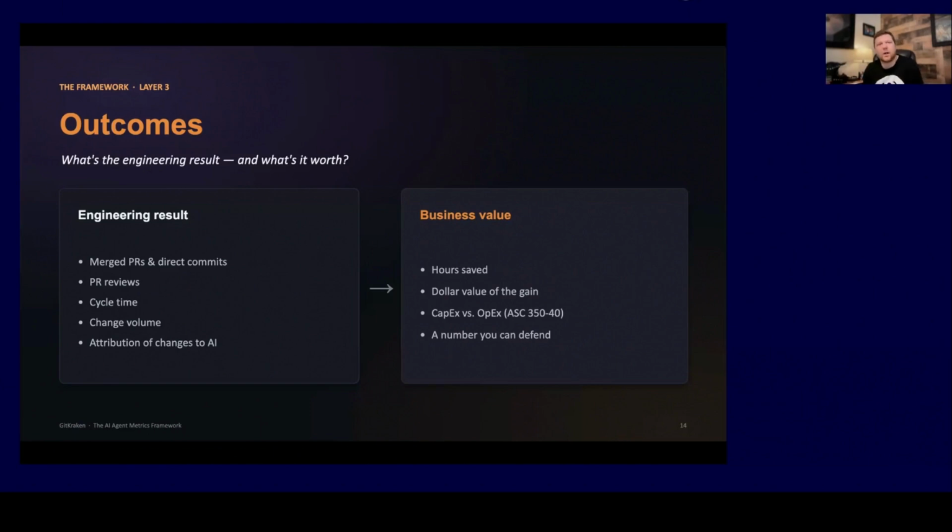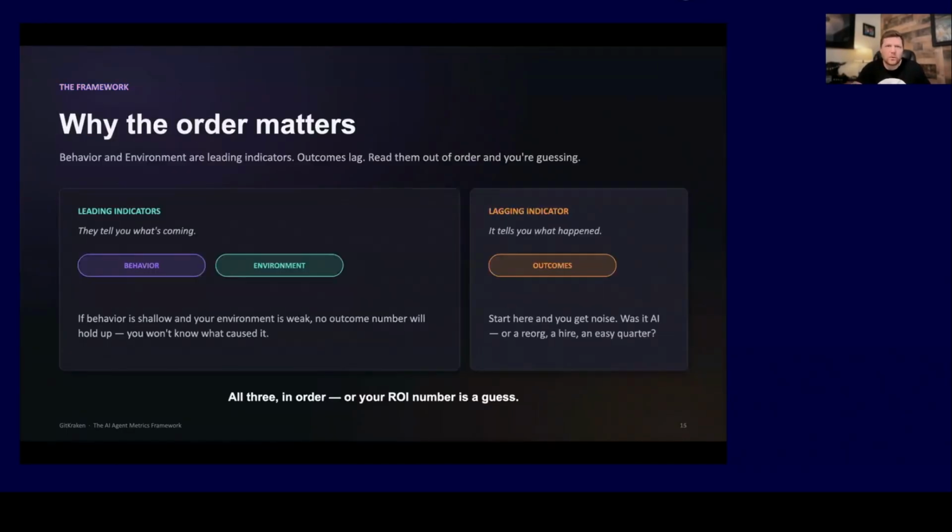And then you translate all of that into business value. So hours saved, dollar value, and the CapEx versus OpEx split. That's really what the finance team and your CFO are going to be asking about. So the whole point is, those outcome numbers only mean something once you've got behavior and environment underneath them. And so the order really matters here.